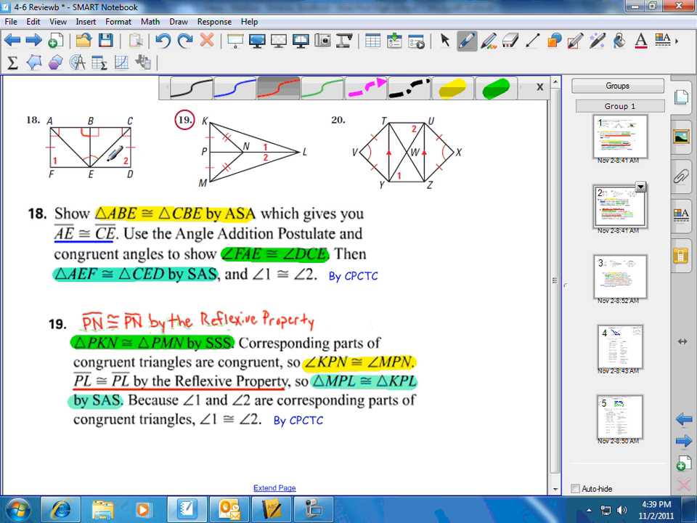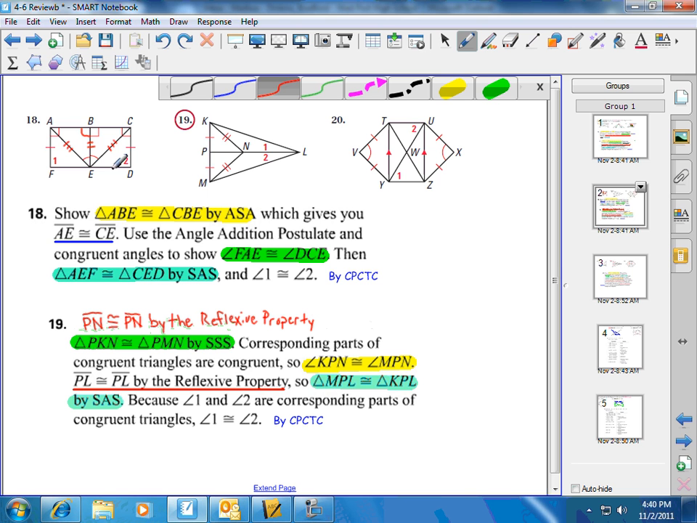So we've got two 90-degree angles, and then segment BE is shared by triangle ABE and CBE. So by the reflexive property, we could say that segment BE is congruent to itself. Okay, so angle side angle says that these two triangles are congruent. And by saying those two triangles are congruent, we're also saying that segments AE and CE are congruent. That helps us with these two triangles.